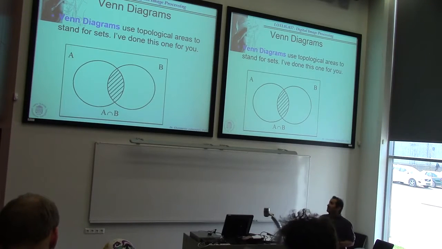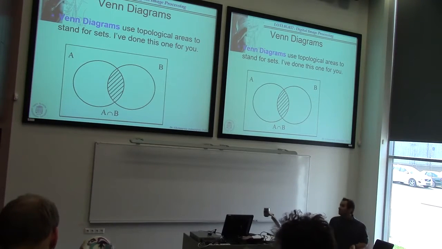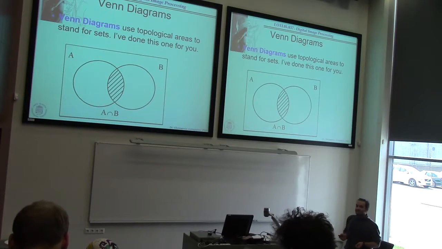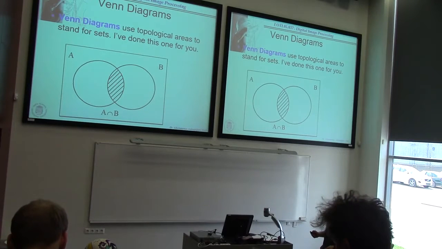Also, we can show it in a Venn diagram because in morphological operations we have to use this concept. If you assume that there is the set A and the set B, the intersection part between them is the shaded part here.